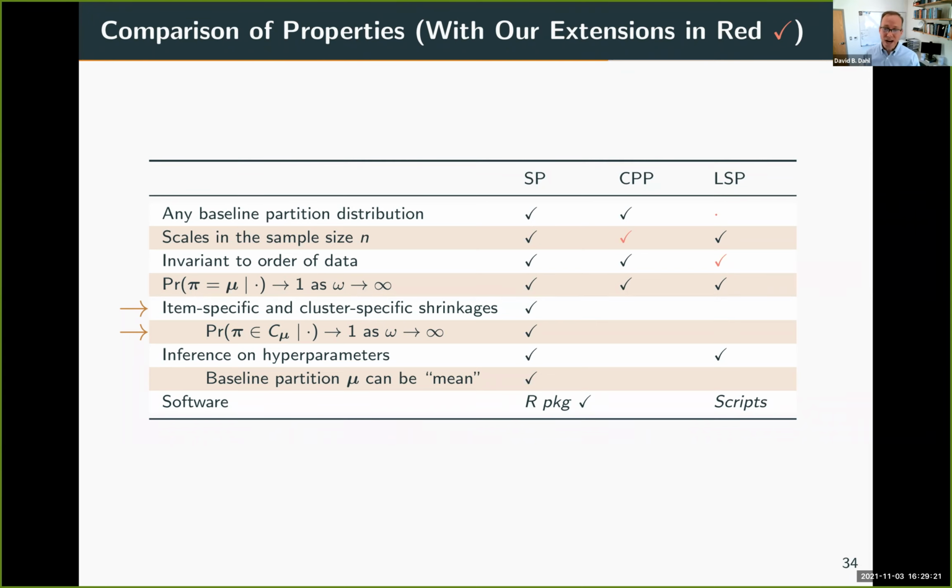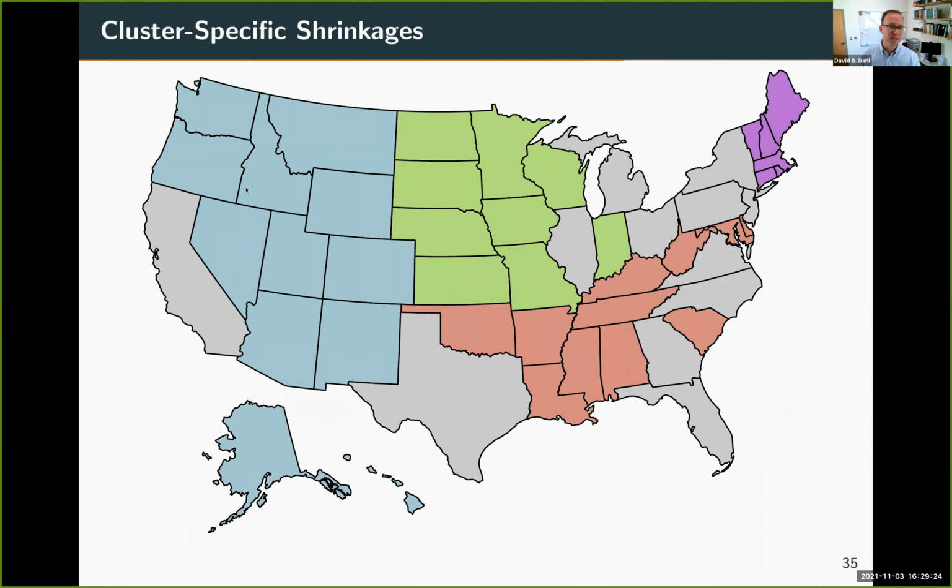But we think that in practice, actually, there may be cases where you might think that we want to shrink more strongly, say, in the Western United States and less strongly in the South. Or maybe we've got big states like California, Texas, and Florida, and New York, for which we have sufficient data that we don't want to try to encourage them to cluster with other people in their region. Maybe we'll let them float according to what the baseline partition distribution would want to do. Well, the fact that we have cluster-specific shrinkages then allows us to have that flexibility.